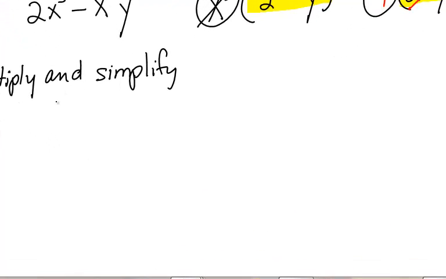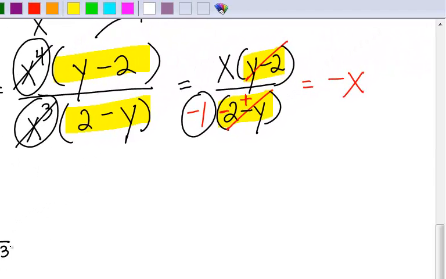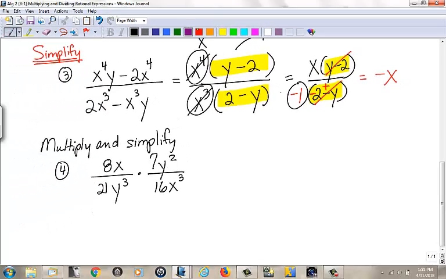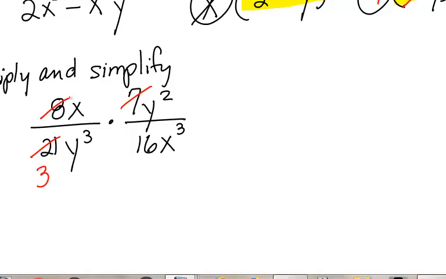So problem number 4. If I have in the numerator 8x over 21y cubed times 7y squared over 16x cubed. On this one, I would actually simplify it before I multiply it. And if it's a times sign, it's got to be where one's in the numerator, one's in the denominator. You can reduce. So, like I could reduce this 7 with this 21. 7 would go into 21 3 times. I could reduce this 8 with the 16.